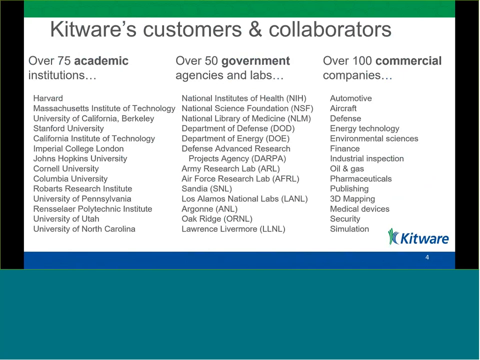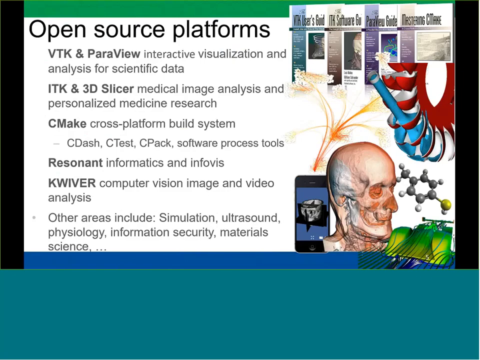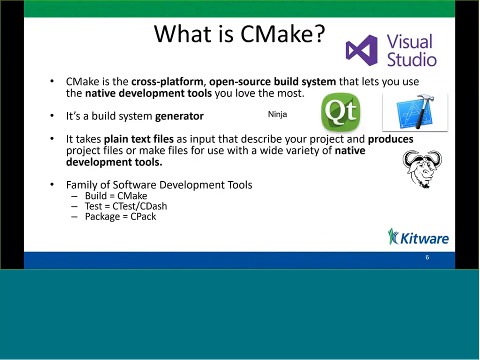We work with all kinds of customers and collaborators: academic institutions, government labs, and lots of companies. We support open source platforms. Our business model is to build these platforms and then provide support or do collaborative research based on these platforms, always with an eye to make the platforms better and work on them into the future. So there's VTK and ParaView, ITK and Slicer, CMake, which I'll be talking a lot about, Resonant for informatics and InfoViz. Quiver is a toolkit from our computer vision group for image and video analysis. We also have some other areas in simulation, ultrasound physiology, information security, material science.